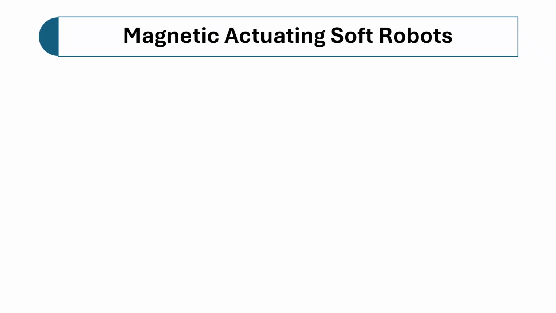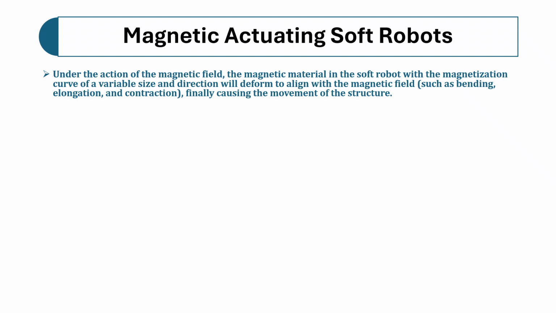The name itself suggests it uses the magnetic field, the magnetic alignment, in deforming soft robots. Under the action of a magnetic field, what happens? The size and the direction of the soft robots will be aligned in the direction of the magnetic field. Clear? So what happens to the soft robots? It bends, it elongates, or it contracts according to the direction of the magnetic field, and finally the structure is deformed.